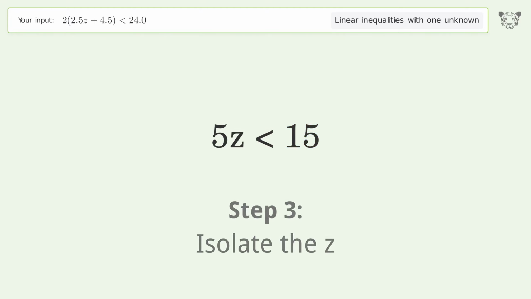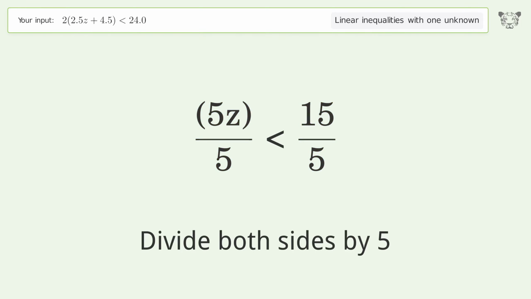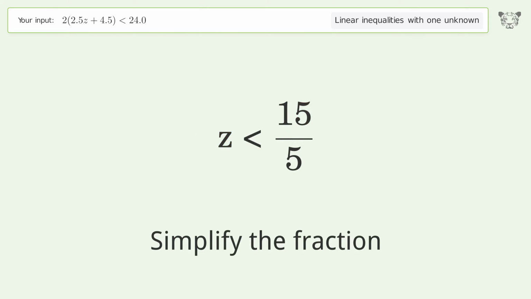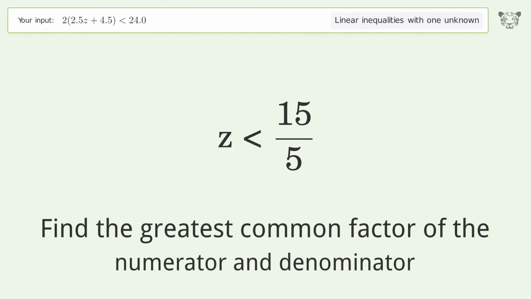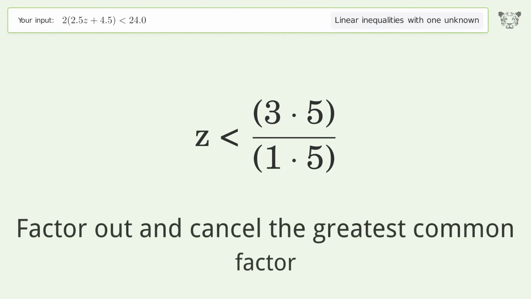Isolate the z. Divide both sides by 5. Simplify the fraction. Find the greatest common factor of the numerator and denominator. Factor out and cancel the greatest common factor.